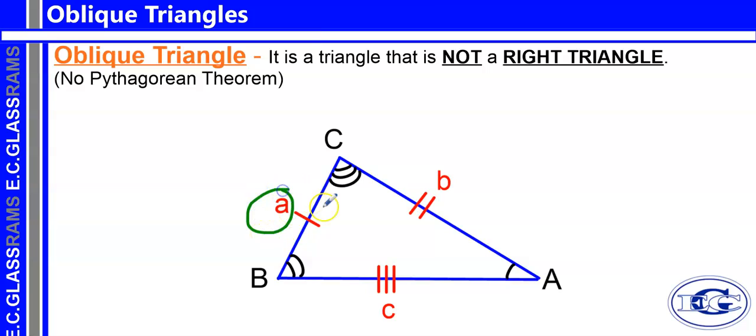Now it is important to note that a side corresponds with its opposite angle. So for example, we have side A corresponding with its opposite angle of A. We have a side B opposite from its angle B, and so on and so forth.